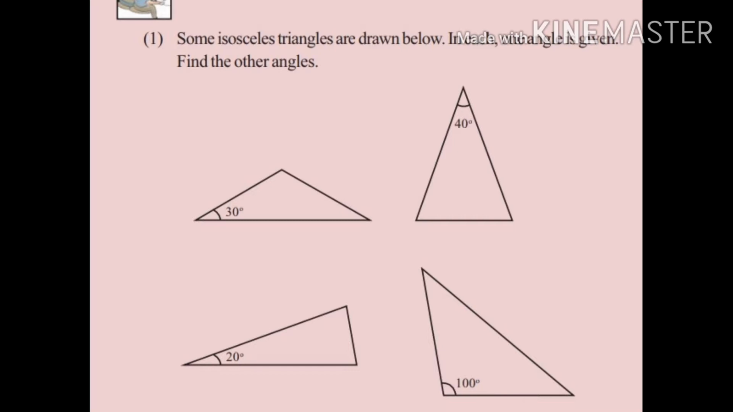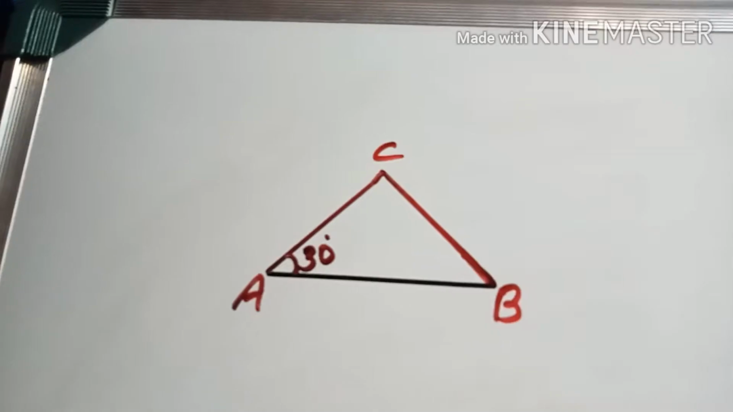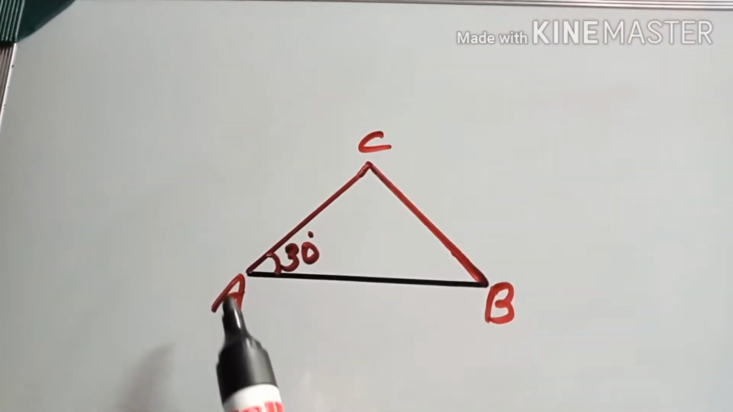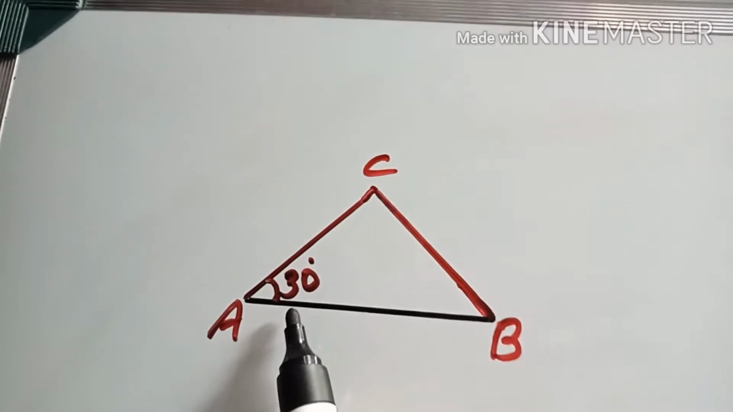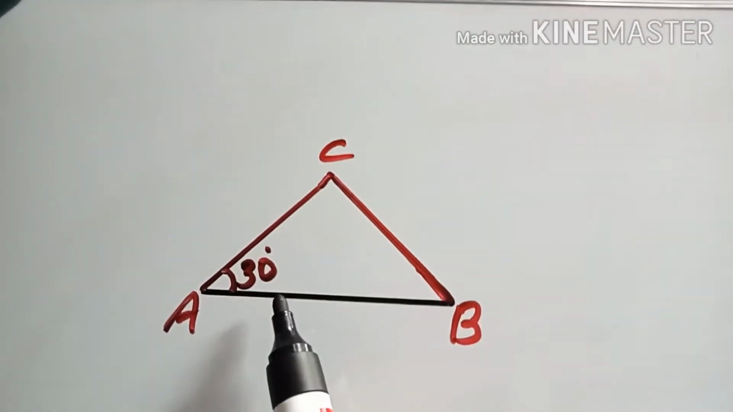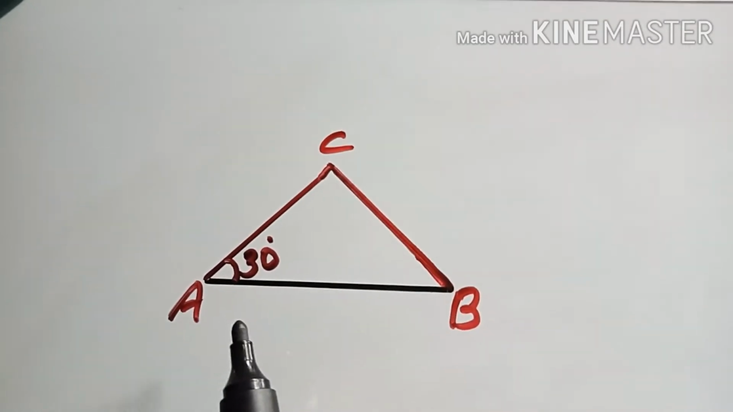All are isosceles triangles, that is the clue given. So let's start from the first figure, that is the angle with 30 degree. This is a rough figure of the first one. I name this triangle as ABC. One angle is given, it is 30 degree. We have to find angle B and angle C. It is given that this is an isosceles triangle.